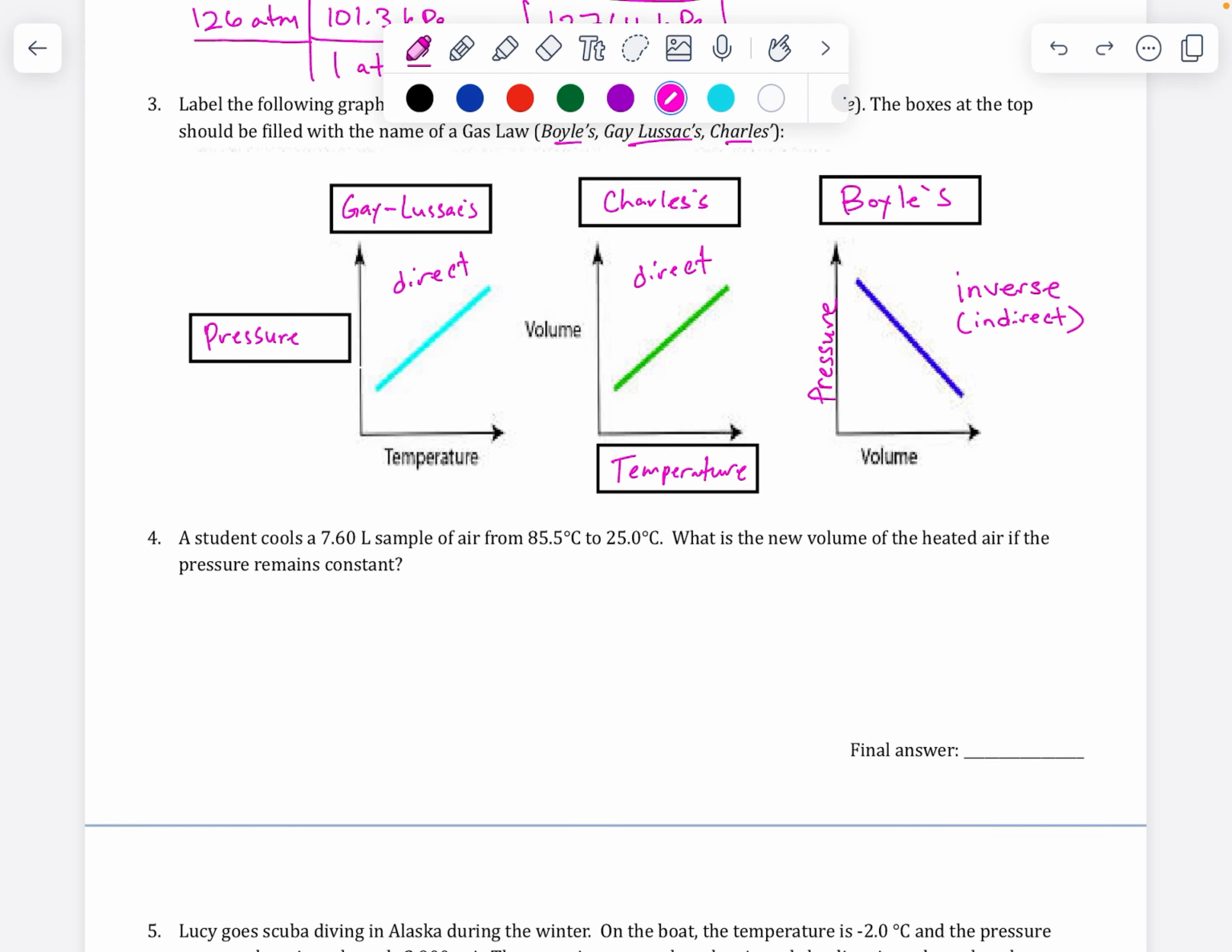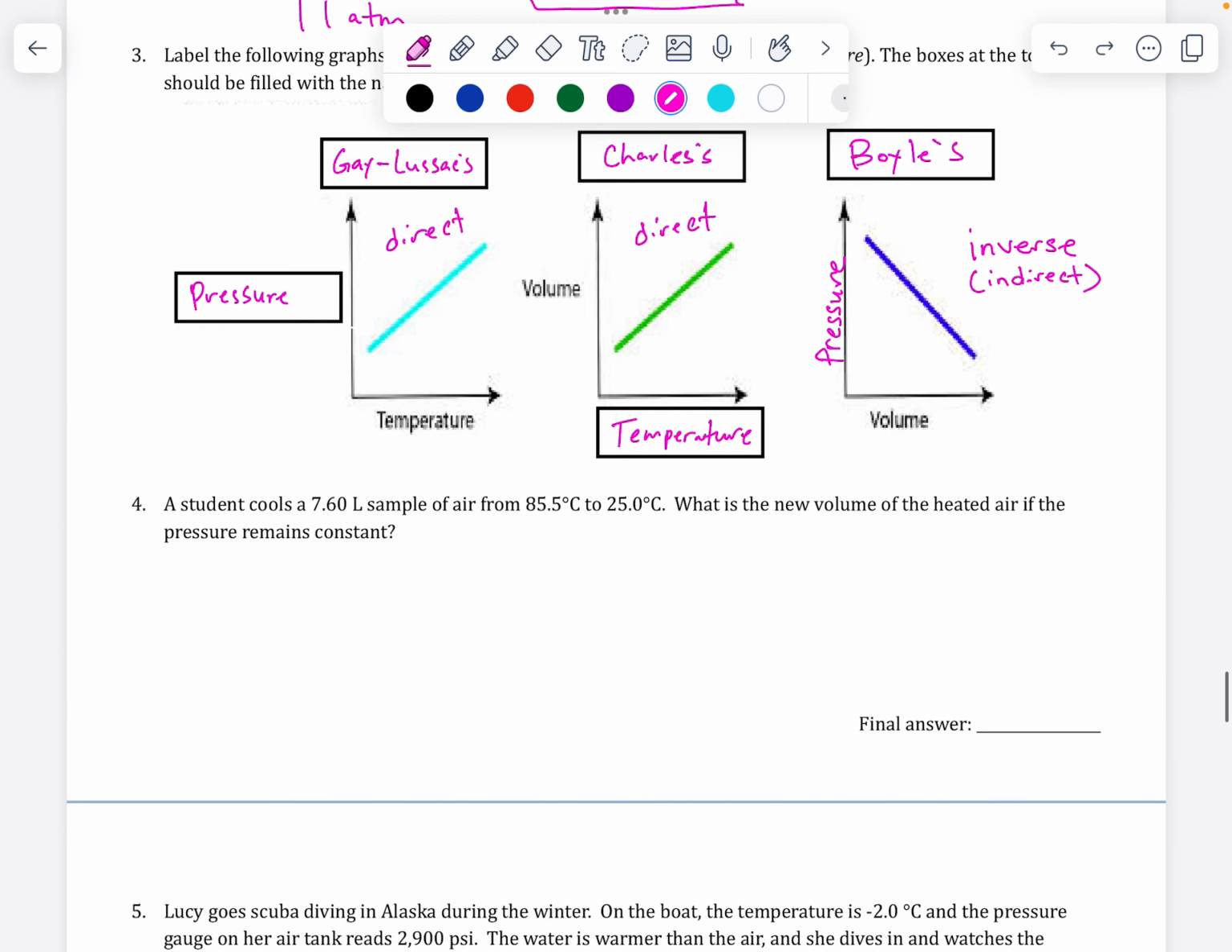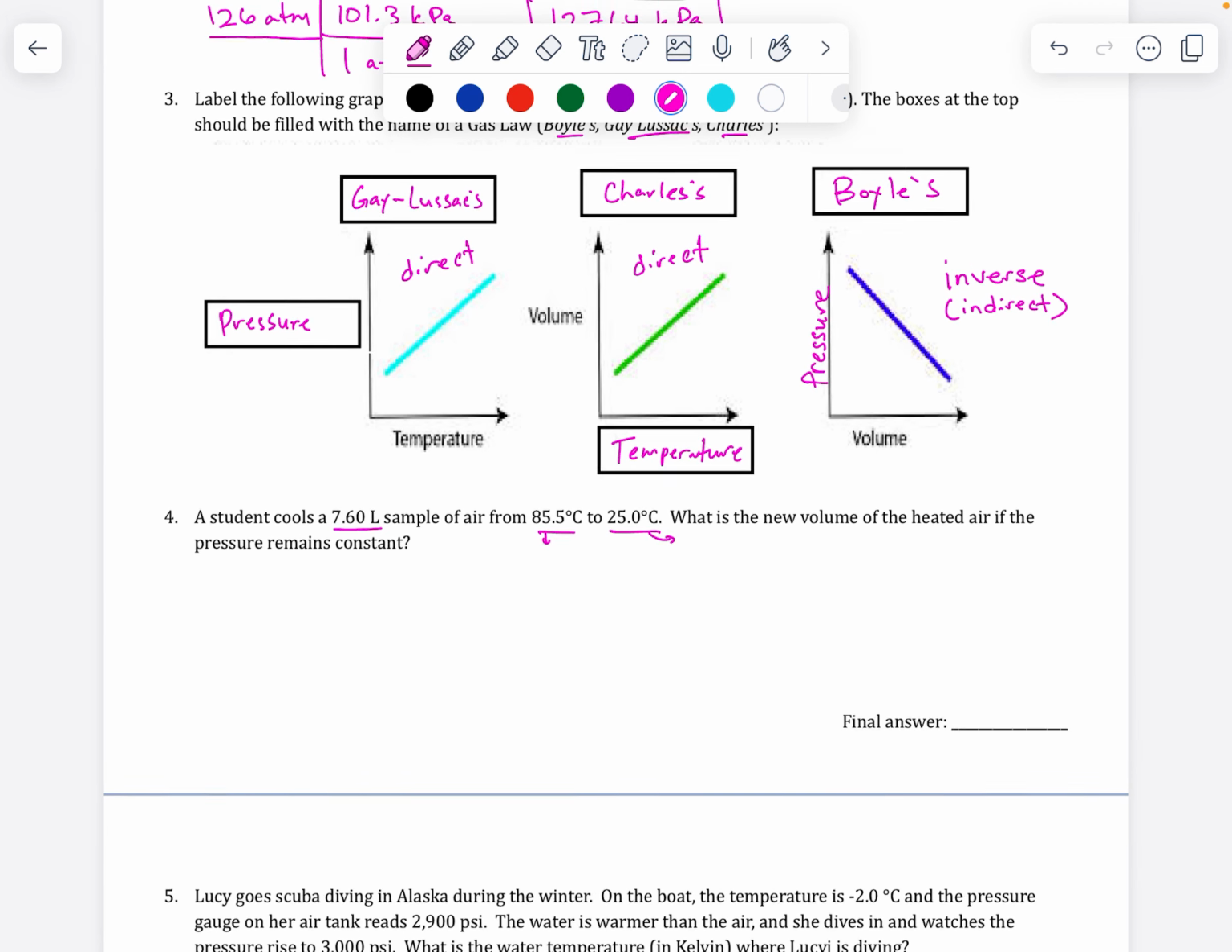So for something like this, a student cools that liter sample from this to this, right? So I'm dealing with temps, and of course I need to make sure that my temps are always in Kelvin. So I need to add 273 to those. I get 358.5 here, and I get 298 here. And then this is T1 and T2, and I know that because that's what I say I'm cooling it from this to this.